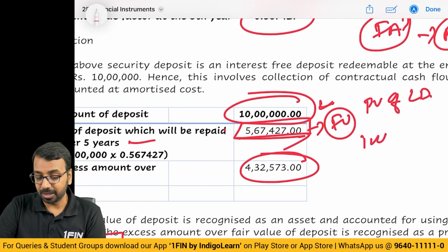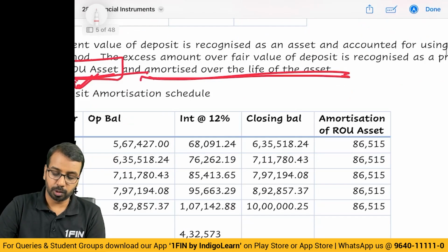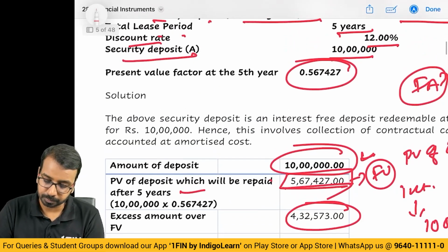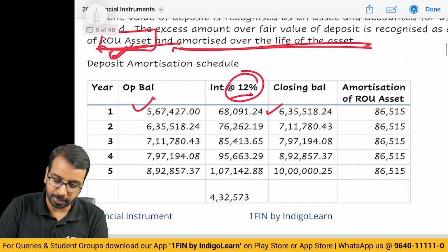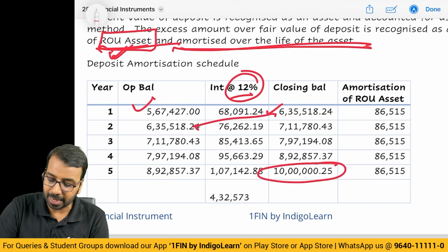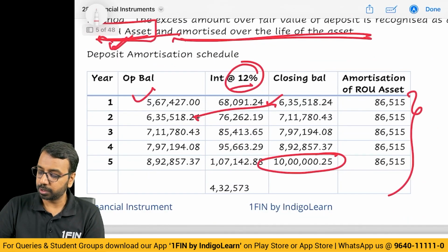Every year I will add interest to this and finally I will reach an amount of 10 lakhs. So, you will prepare an interest schedule: opening balance, interest at 12%, closing balance. Again, this becomes the opening balance. Like that, if you do, you reach 10 lakhs. And the total of 4,32,573 divided by 5, what do you get?